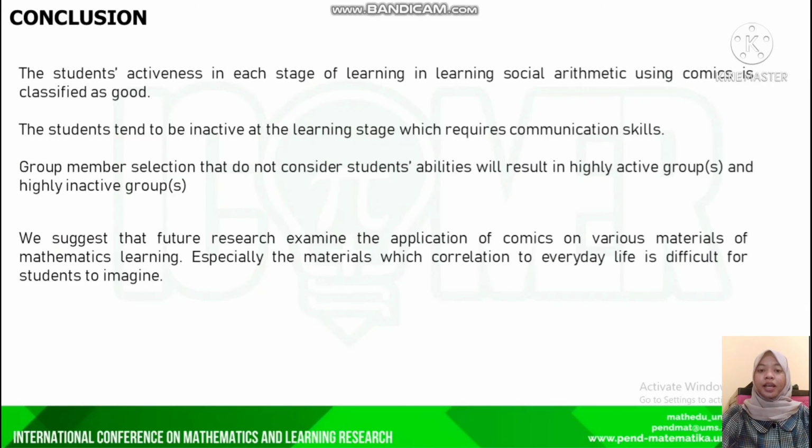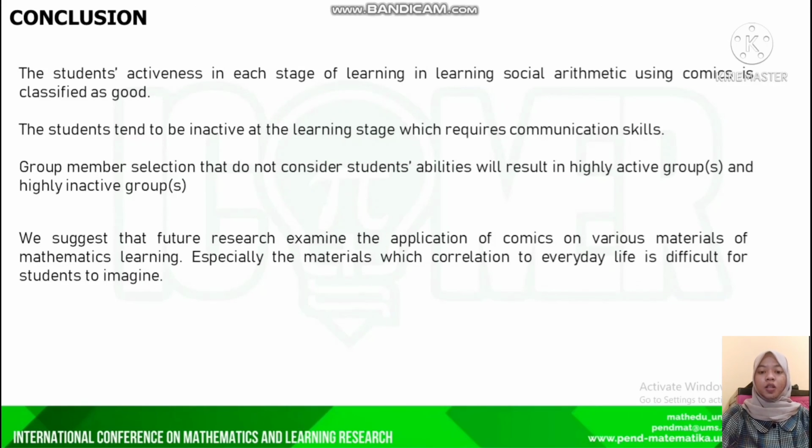From this study, we can conclude that the student activeness in each stage of learning social arithmetic using comic is classified as good. The students tend to be inactive at the learning stage, which requires communication skill. Group member selection that do not consider student abilities will result in highly active groups and highly inactive groups.